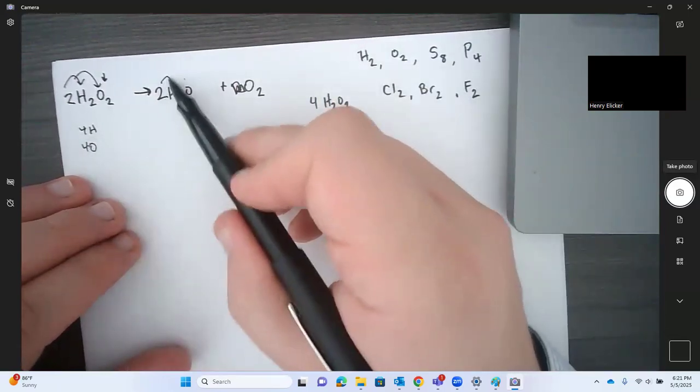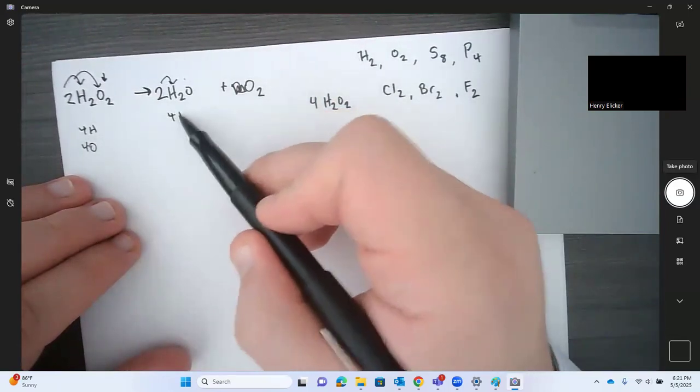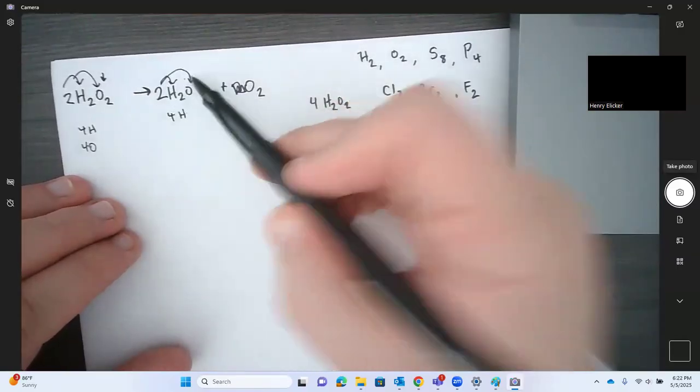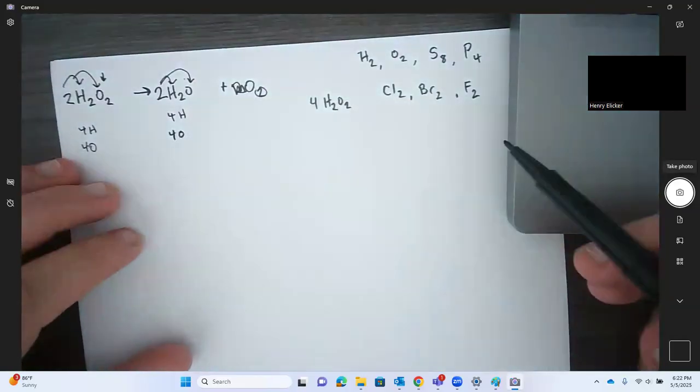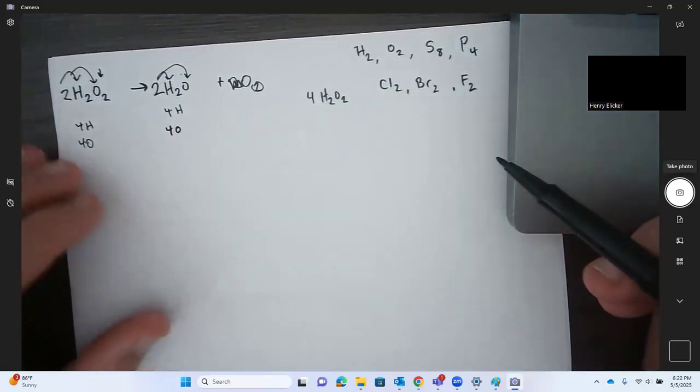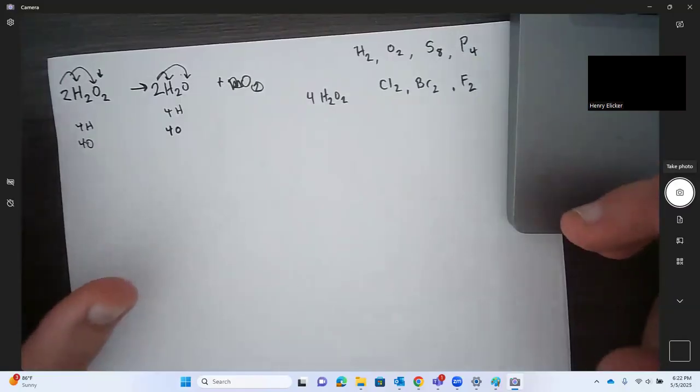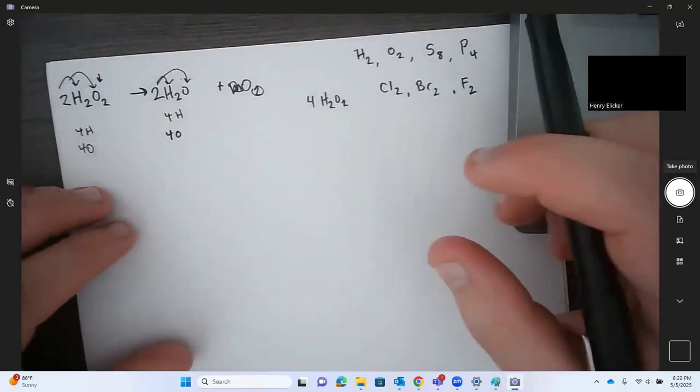Then we already have the 2 times the 2 hydrogens here, that's 4 hydrogens. And then we have 2 times this oxygen plus the 2 already there, that's 4 oxygens. There you go, that's how you balance equations. Honestly, you're going to want to practice doing that a ton. That's just the general way to do it.